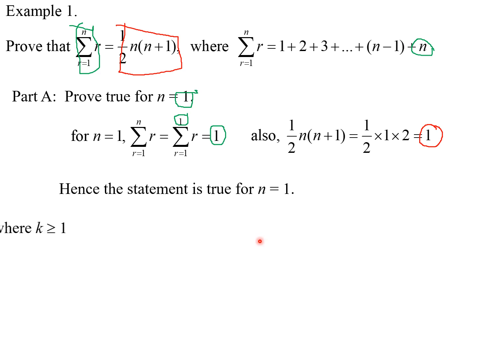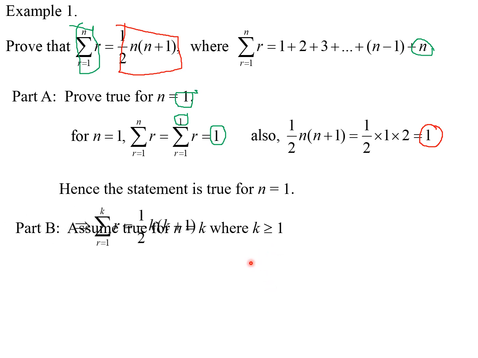Your next step here, for part B, you have to make an assumption. You have to assume that your statement is true for n equals k, and k is always larger or equal to 1. We don't do k equals 0. It's always 1, 2, 3, and so on. Because n is an integer, we only work with n being larger or equal to 1, positive integers only.